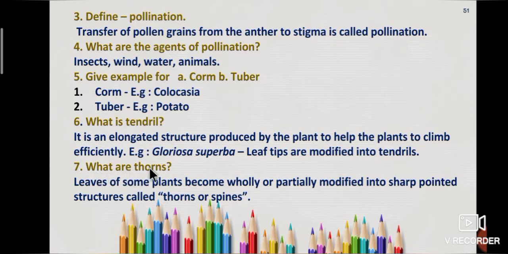Seventh question, what are thorns? Leaves of some plants become wholly or partially modified into sharp pointed structures called thorns or spines.